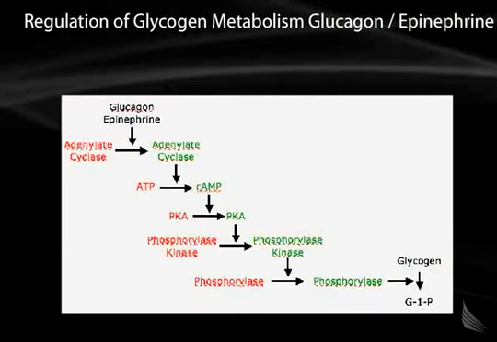And that's schematized here. So glucagon and epinephrine activate adenylate cyclase, which produces cyclic AMP, which activates protein kinase A. Protein kinase A activates phosphorylase kinase. Phosphorylase kinase activates phosphorylase, and this leads to glycogen degradation.